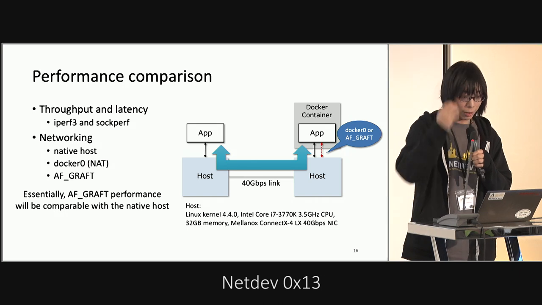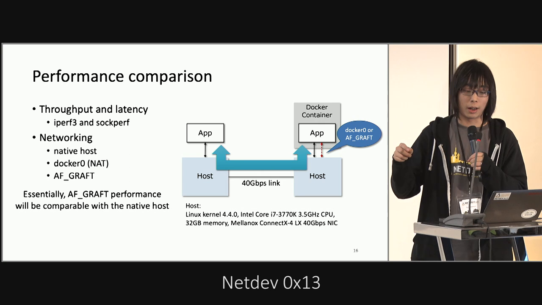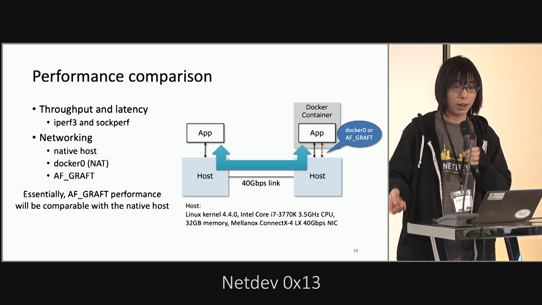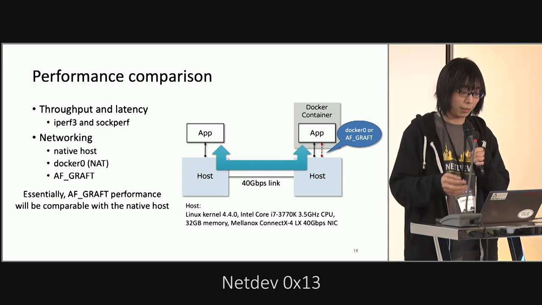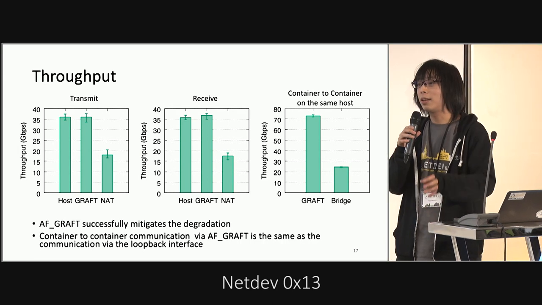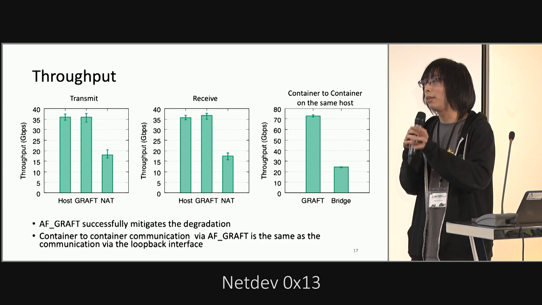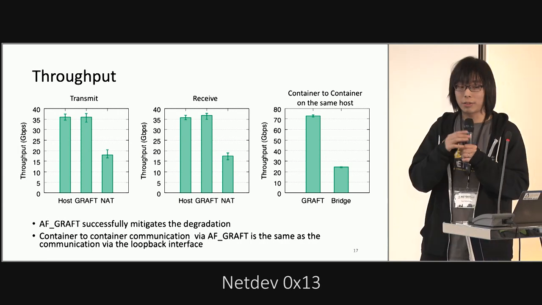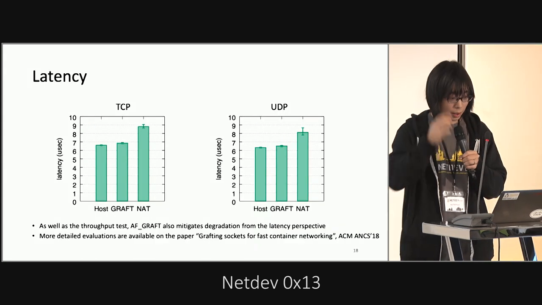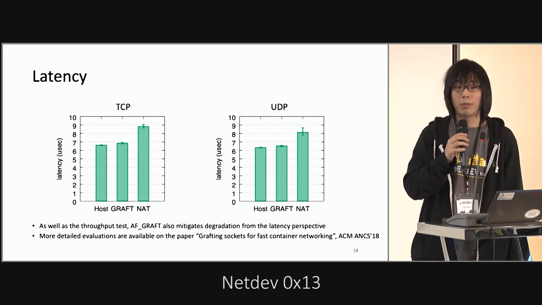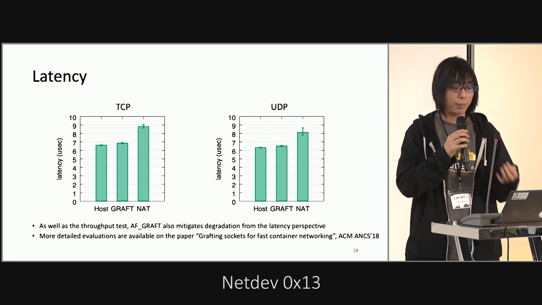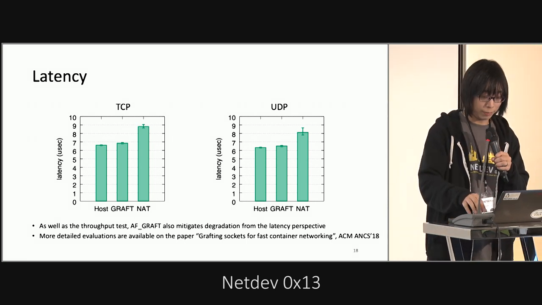We evaluated the performance improvement using two hosts connected via a 40 Gbps link. We compare AF_GRAFT with native host performance and docker0, the default NAT container networking. This is the throughput test result. As you can see, AF_GRAFT successfully mitigates the throughput degradation due to the long data path involving two network stacks, in the container and the host. AF_GRAFT's performance is comparable with native host performance. In terms of latency, it is the same; AF_GRAFT also mitigates the latency degradation. More evaluation results about the NGINX HTTP benchmark and the ZeroMQ benchmark are available in my research paper published by the ACM, and it is open access.